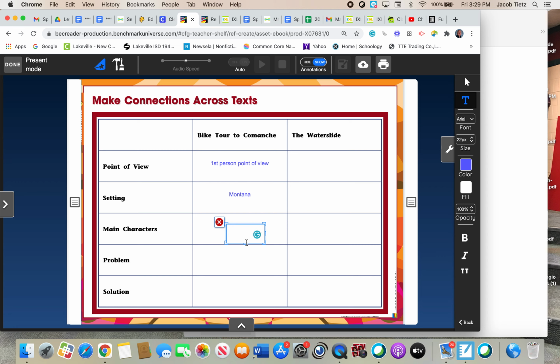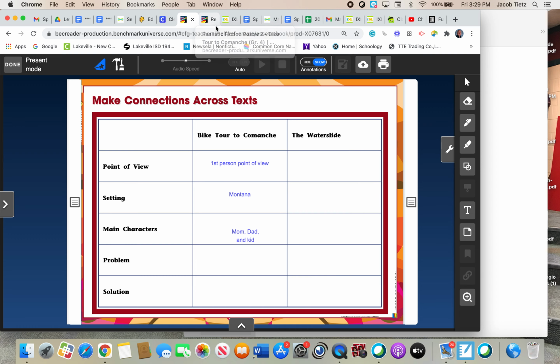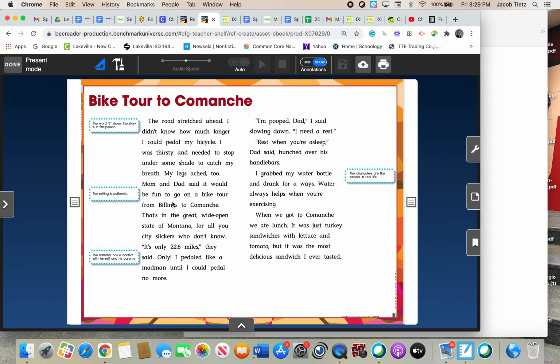Okay. It is mom, dad, and kid. I guess we don't know if it's a boy or girl. So that is our main characters. Now the problem is, if we look back for how he was talking about the bike trip, he didn't know how much longer he could go. He was thirsty. He wanted to catch his breath. His legs hurt, and so on.